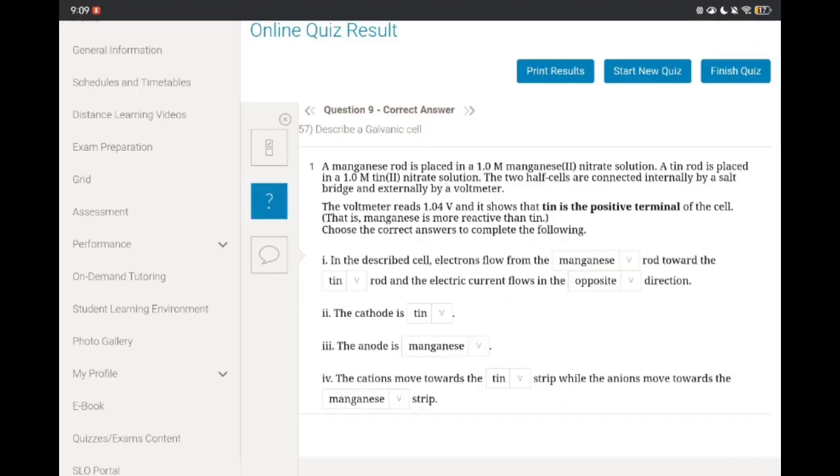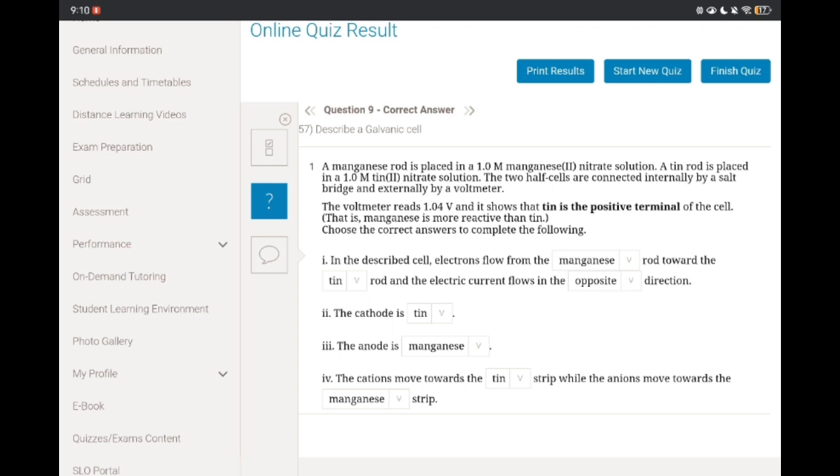A manganese rod is placed in a 1 molarity manganese nitrate solution. A tin rod is placed in a 1 molarity tin nitrate solution. Two half cells are connected internally by a salt bridge and externally by a voltmeter. Voltmeter reads 1.04 and shows tin is the positive terminal. Manganese is more reactive than tin. Okay.